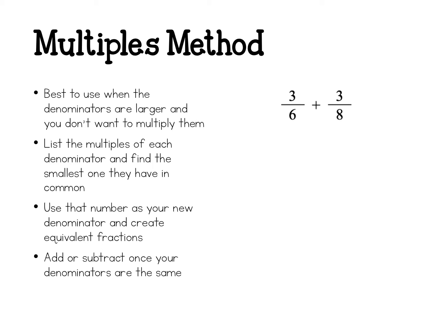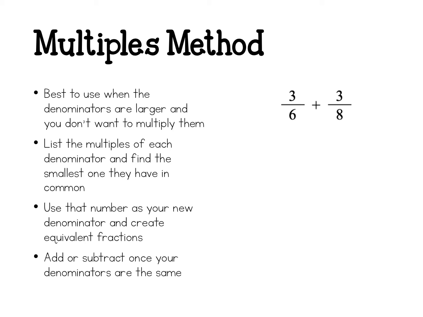The next method we're going to look at is the multiples method. This is a method of finding a common denominator that's easiest to use when the denominators are larger and you don't want to multiply them together. For example, in this one, if I had to multiply 6 and 8, that would give me a denominator of 48, which is a really large number to work with. So it's going to be easier to use the multiples method and find a different common denominator using the least common multiple. What we're going to do is we're going to list the multiples of each denominator and find the smallest one that they have in common.